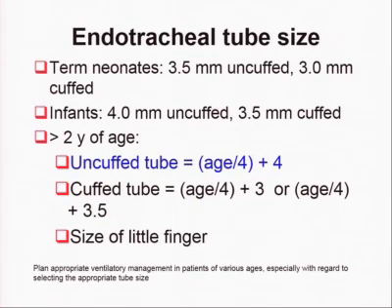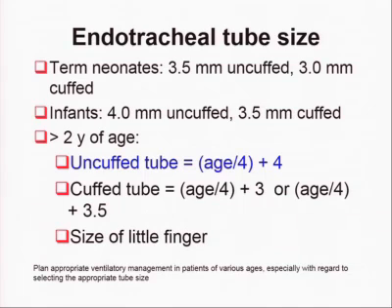In term babies, you'd use 3.5 millimeter uncuffed. And whenever you're looking at a cuffed tube, it's always 0.5 millimeter smaller, or one size smaller. So in this case, it would be 3 millimeter cuffed. Infants, it's 4 millimeter uncuffed to 3.5 cuffed. For greater than 2 years of age, and this is the only formula you need to remember, uncuffed is age divided by 4 plus 4.